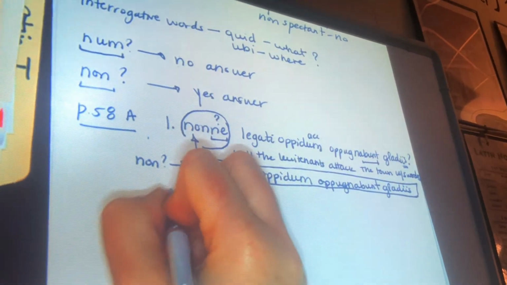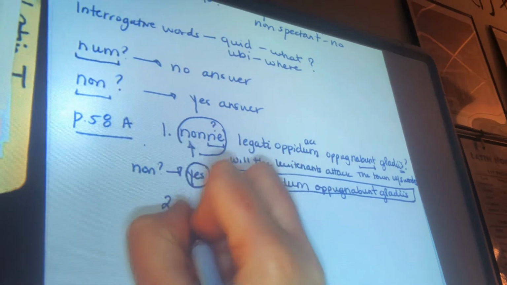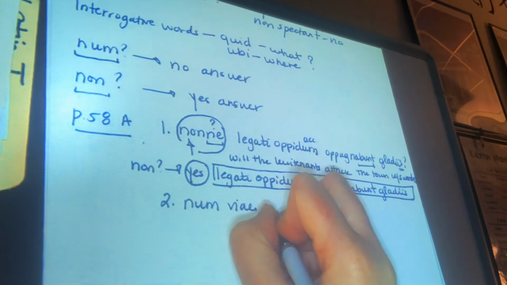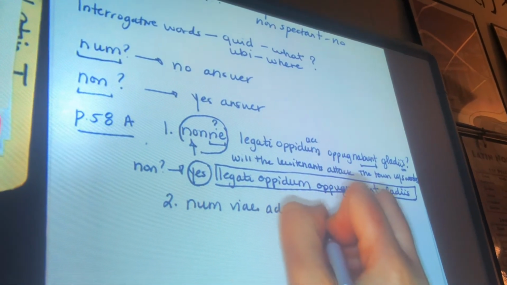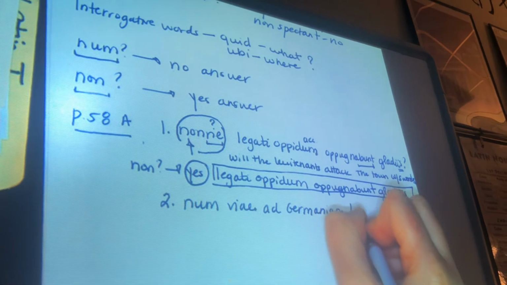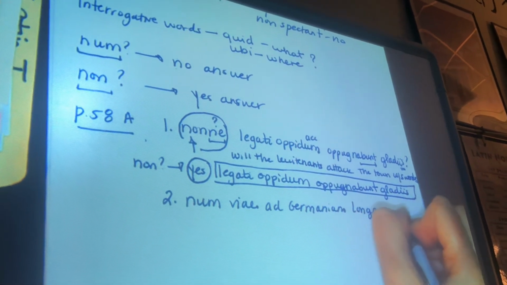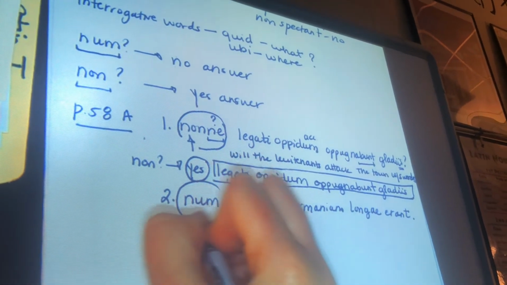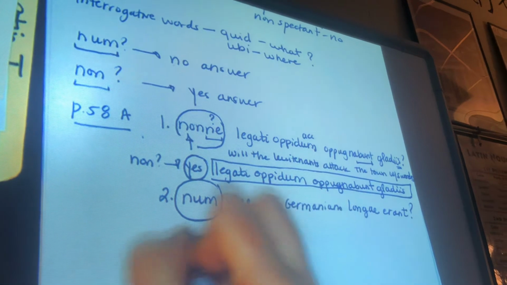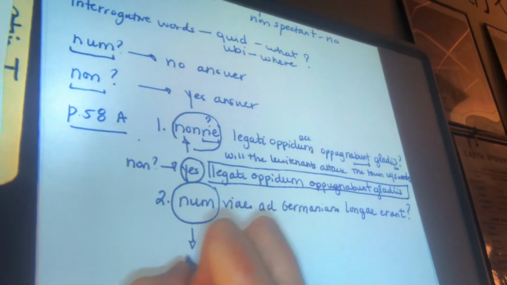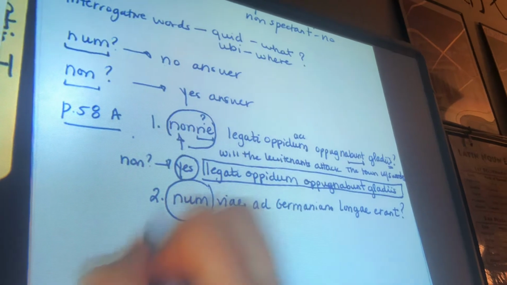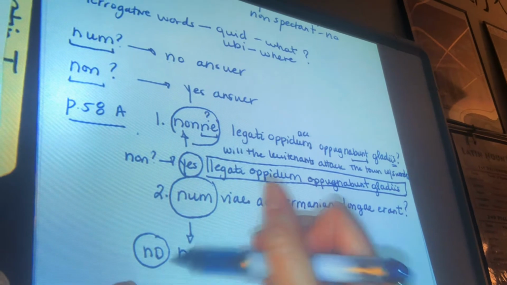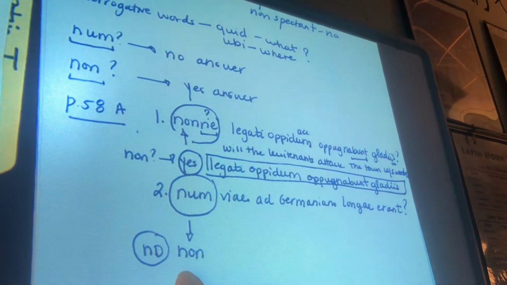Okay, let's look at nonne. The next question is nonne. Ad Germaniam longae erant. Okay. Nonne in the question means a yes in the answer, right? Nonne in the question means no in the answer, so we'd start with non, because that's how we say no, right?